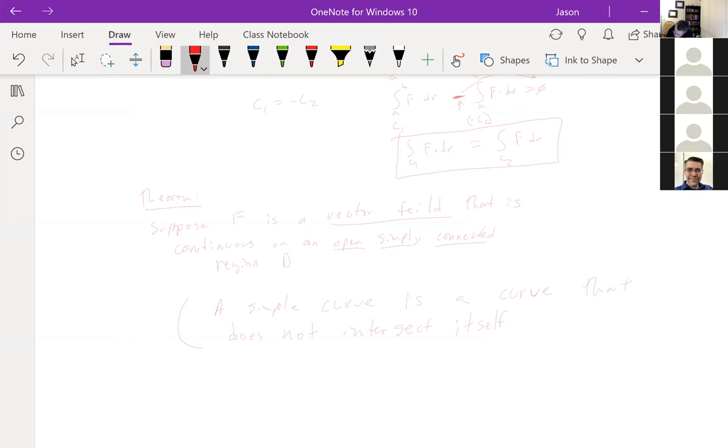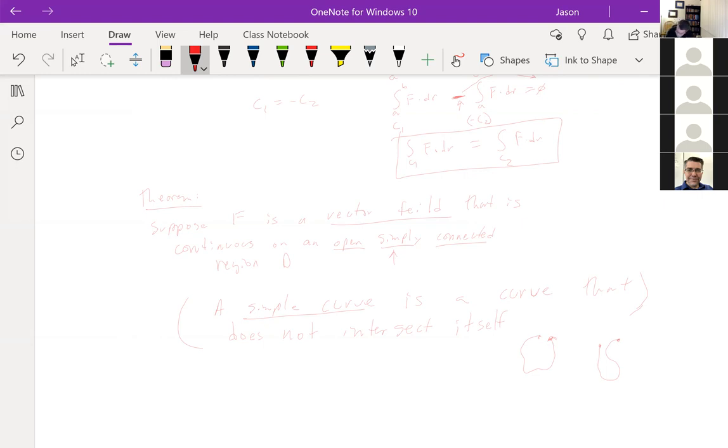Okay, so a simple curve is a curve that does not intersect itself. This is a simple curve that does not intersect itself. Any curve that does not intersect itself is a simple curve.